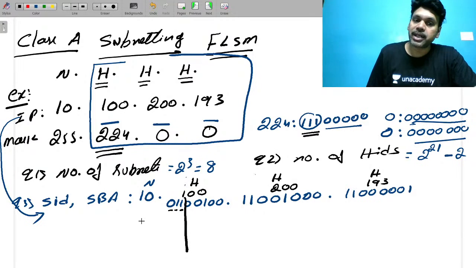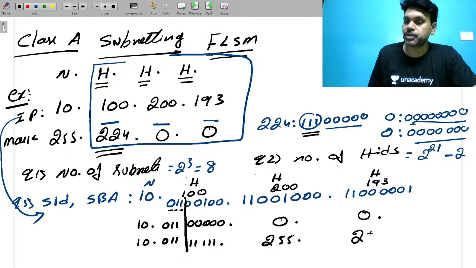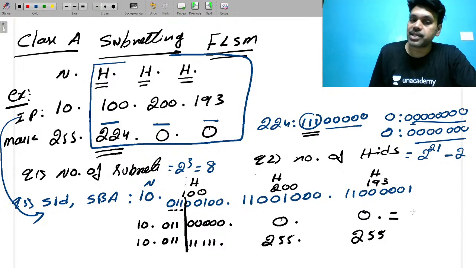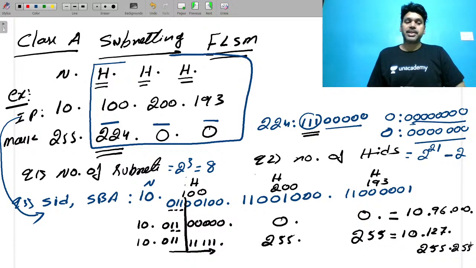So you want to find the subnet ID: write the network part as it is, drop the subnet positions, make the remaining zeros, and for the broadcast make the remaining ones. All ones means 255. So what is your answer? The final answer is 10.64.0.0 for the subnet ID, and for the broadcast, with the last 7 bits ones, it is 10.127.255.255. That's it. This is class A.